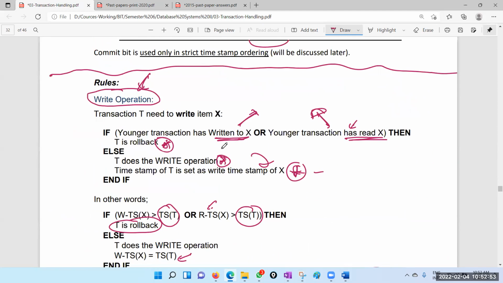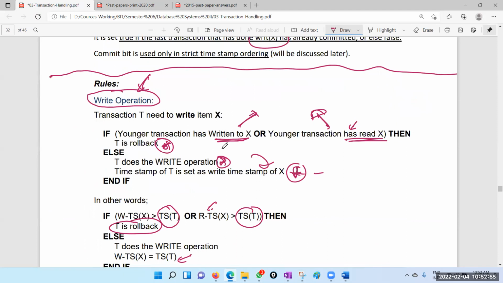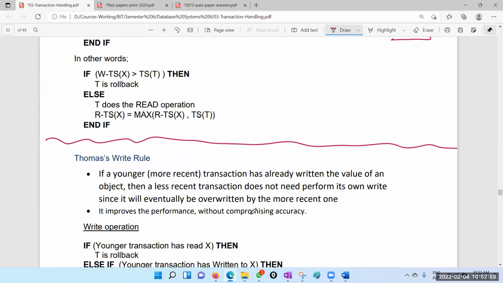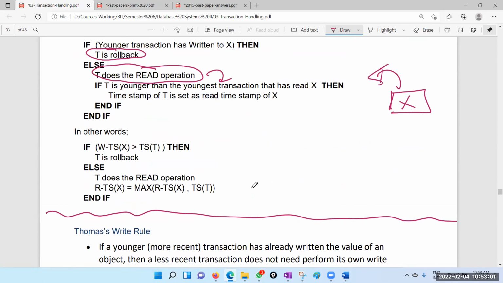So that is how the timestamp ordering transaction handling works. Okay, so then there's another one called the Thomas Write rule. We'll look at it later. Somehow you have to understand this, and somehow you have to remember that also. Not only understand that, you have to remember that also.